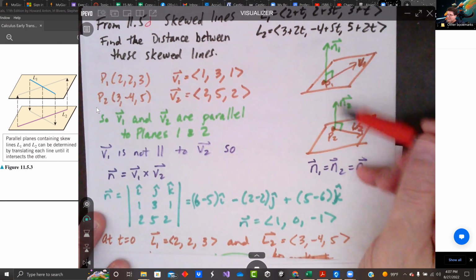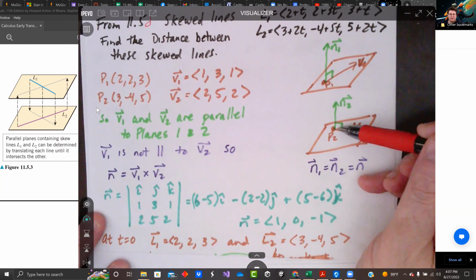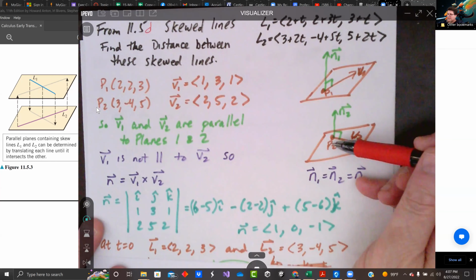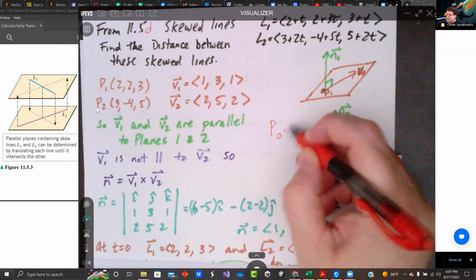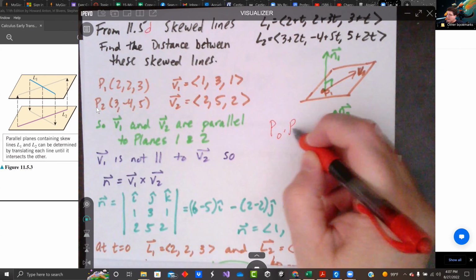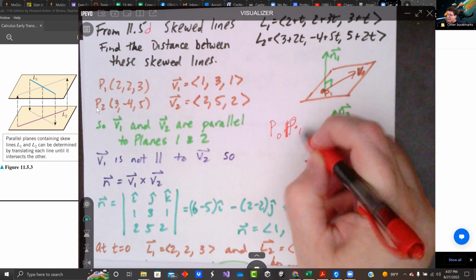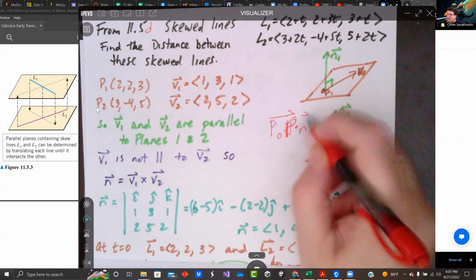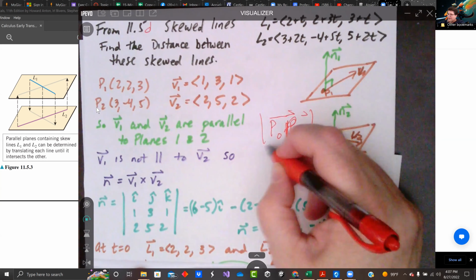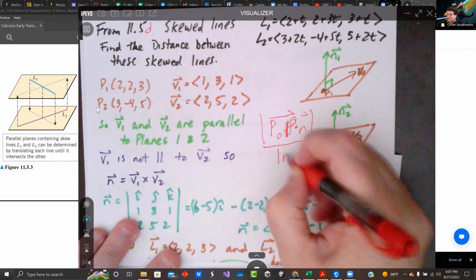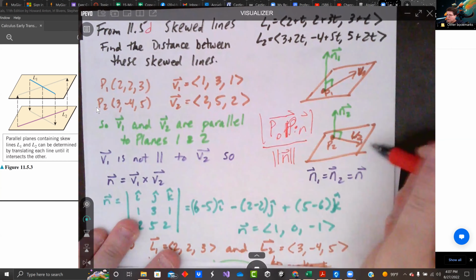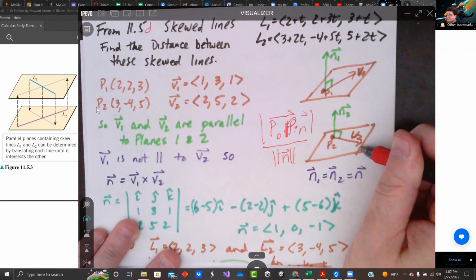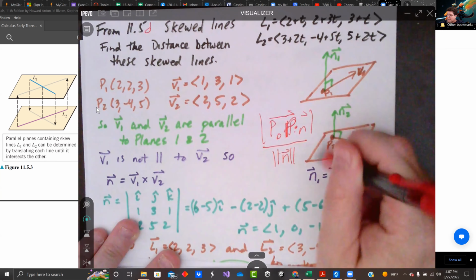Now to find the distance between these skew lines, all we've got to do is find the distance between these planes. And in the last section, we learned how to do the distance between two planes. Recall we did P naught P dotted with N. We took the absolute value of that, and we divided by the magnitude of N. So let's find P naught P. We're going to do that in the second plane.